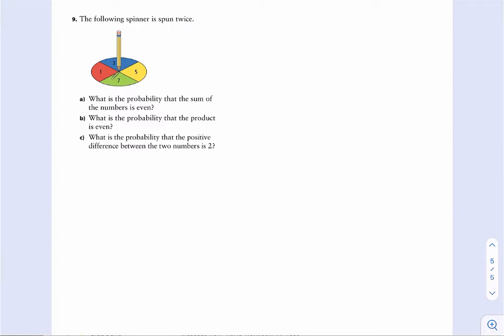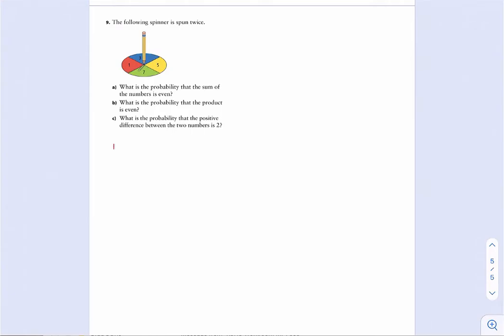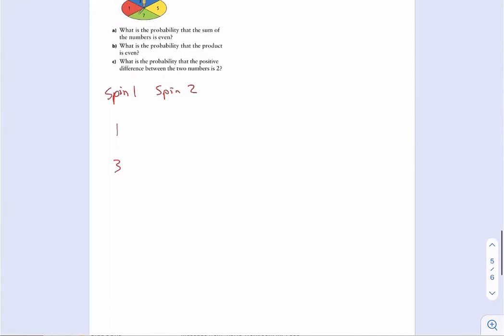So this one doesn't even ask you for a table or a tree diagram. But even if it doesn't ask me for one, I do it. So, spin 1, spin 2. It's possible on spin 1 to get 1, 3, 5, and 7. On spin 2, again 1, 3, 5, 7, for each of them. Okay, so those are all the possible combinations here.